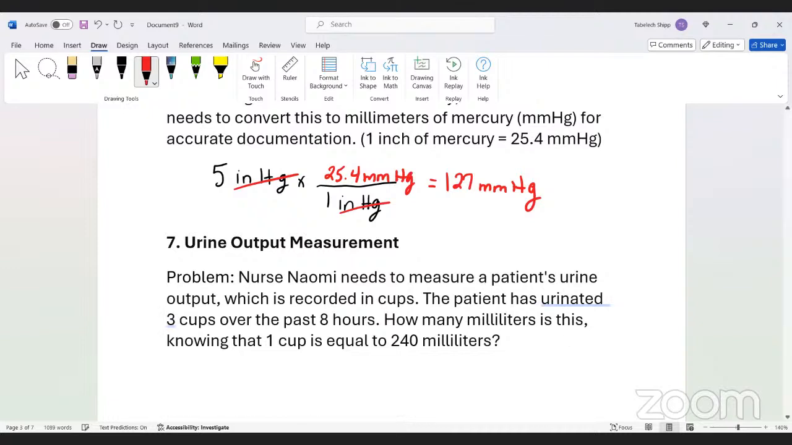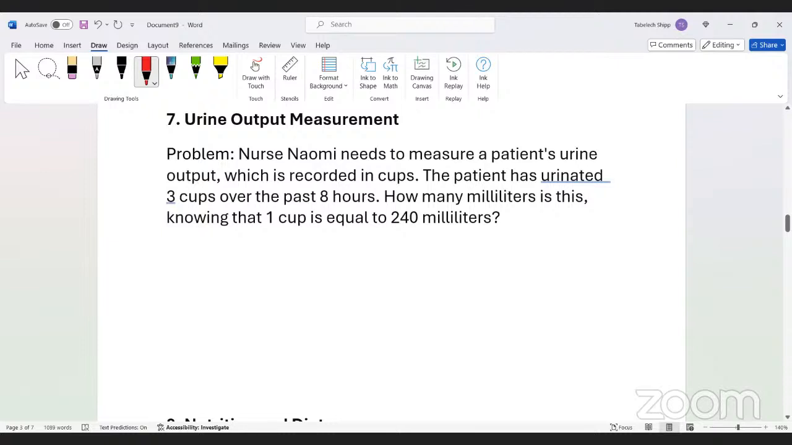this particular problem. Okay, so this is dealing with urine output measurements. So again, Nurse Justice, I'm putting you in all these problems now. I know it says Nurse Naomi on the problem on the screen, but for those of y'all that are on YouTube, I have a student that's with me on TikTok. So Nurse Justice needs to measure a patient's urine output, which is recorded in cups. The patient has urinated 3 cups over the past 8 hours. How many milliliters is this, knowing that 1 cup is equal to 240 milliliters?